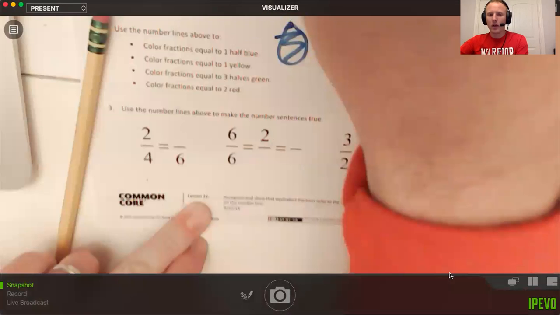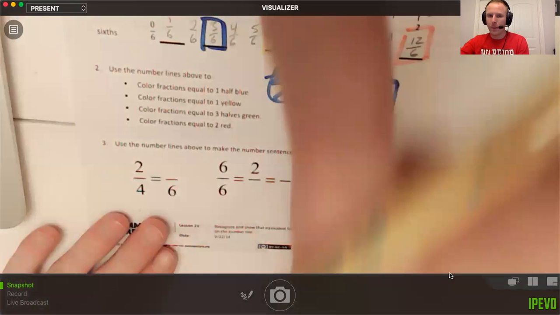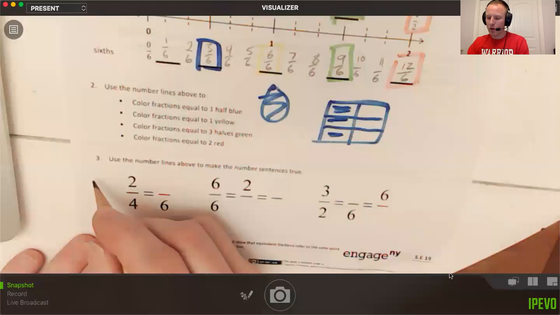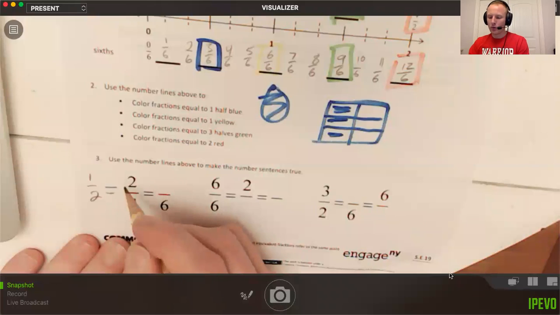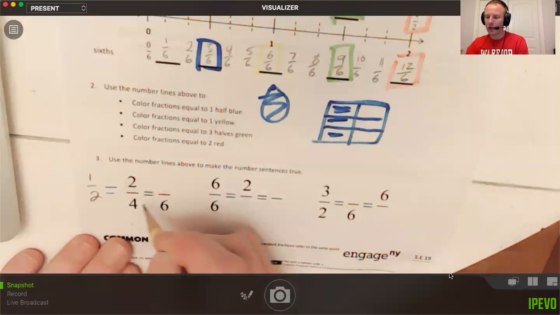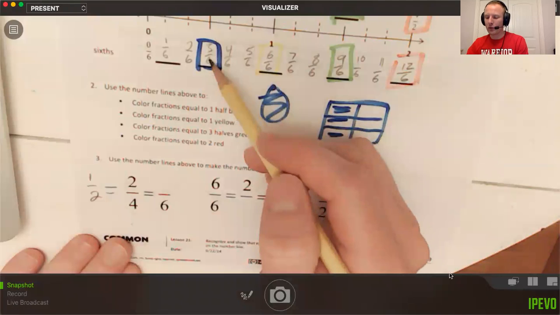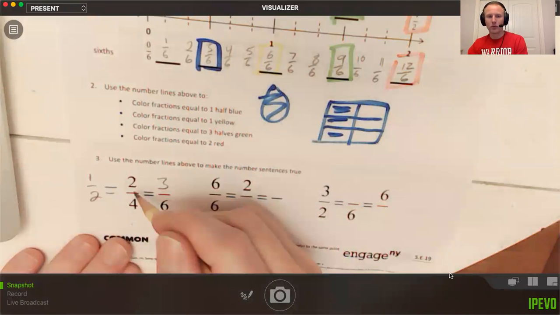So now that we've done all that work, we could say 2/4 is equal to how many sixths? Well, 1 half was equal to 2/4, right? So if 1 half is equal to 2/4, we need to find out where it is on the sixth number line, which is 3, 6. 1 half is the same as 2/4, which is the same as 3, 6.